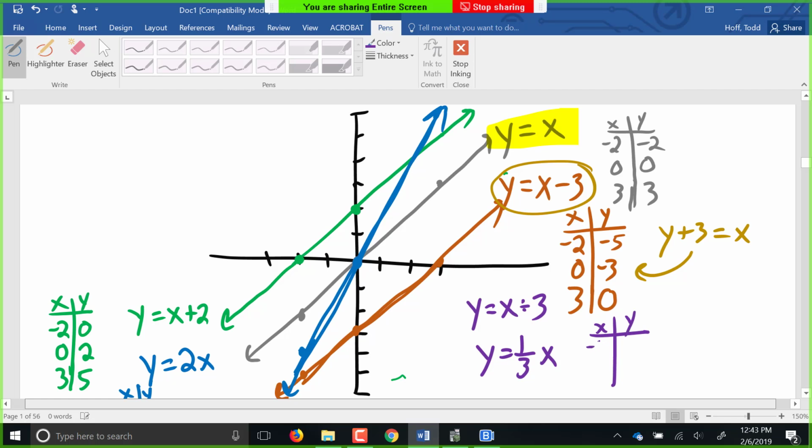Now I'm going to, instead of using negative 2 for x, use negative 3 to make it easier. If x is negative 3, y is going to have to be negative 1. Perfect. If x is 0, y would be 0. And if x is 3, y would be 1. We're at negative 3, negative 1, 0, 0, and positive 3, 1. Gives us that line right there. Any questions?